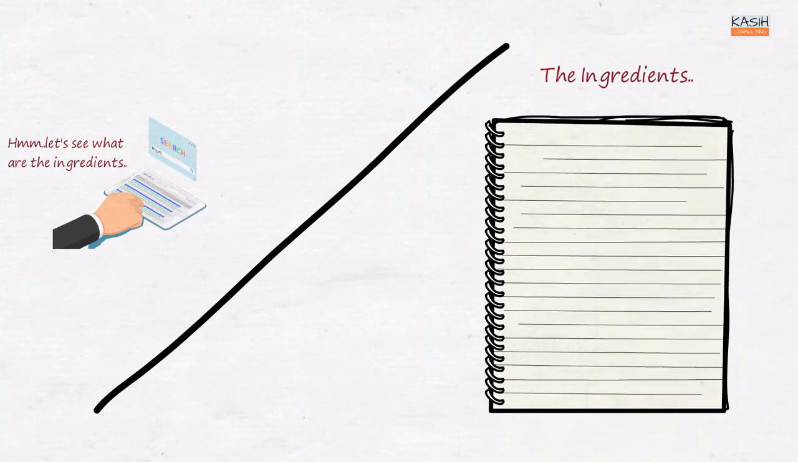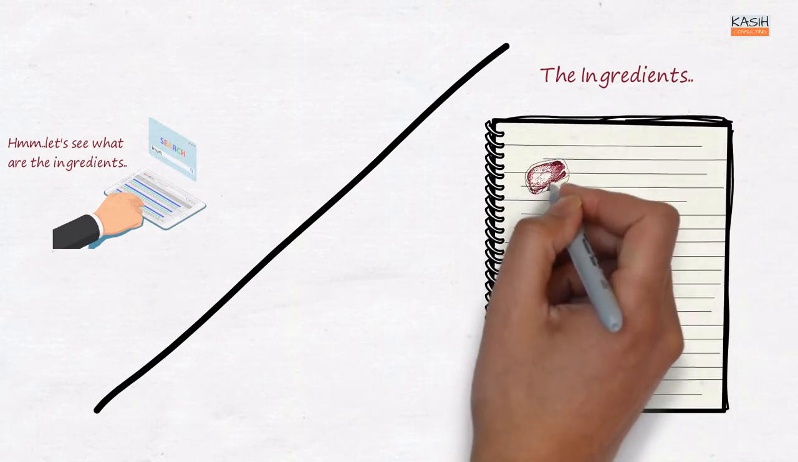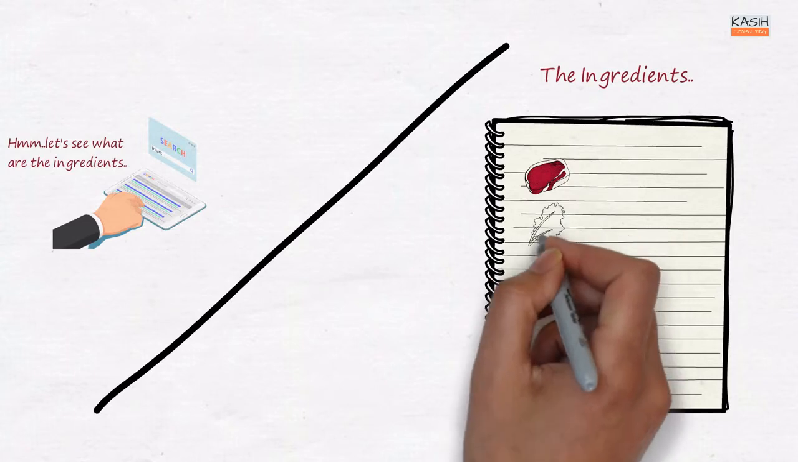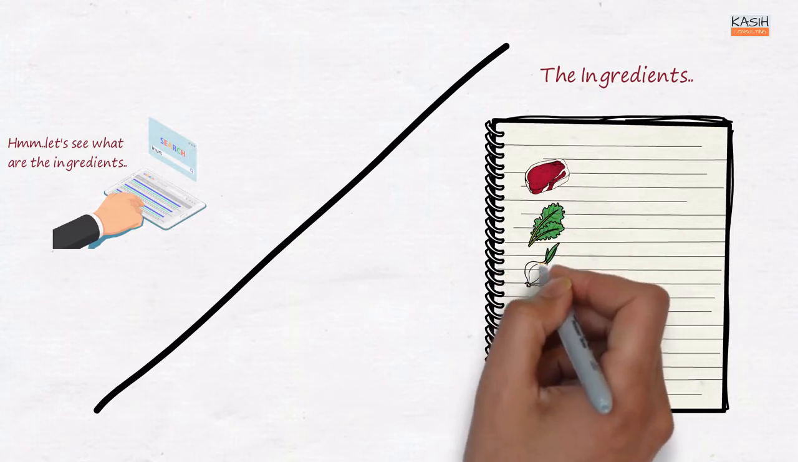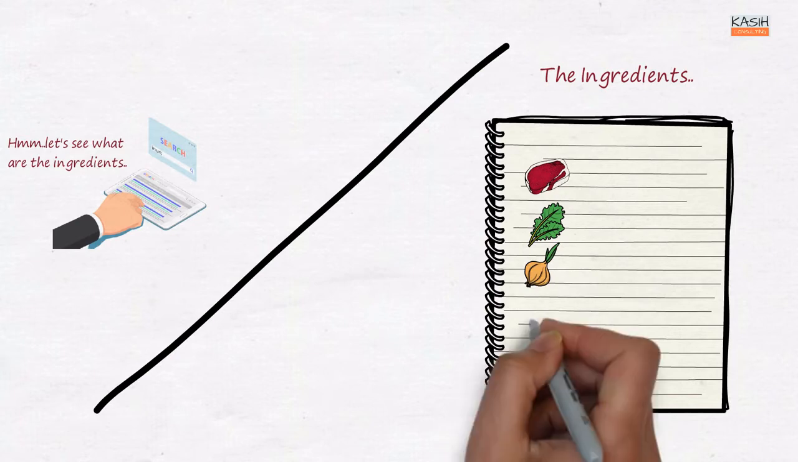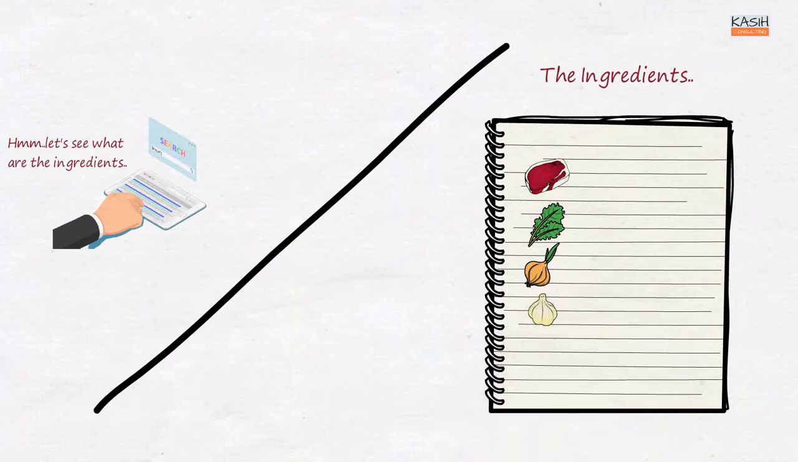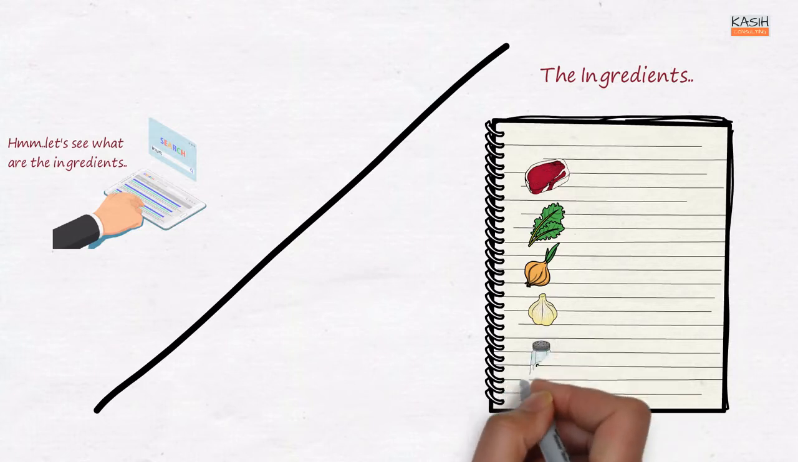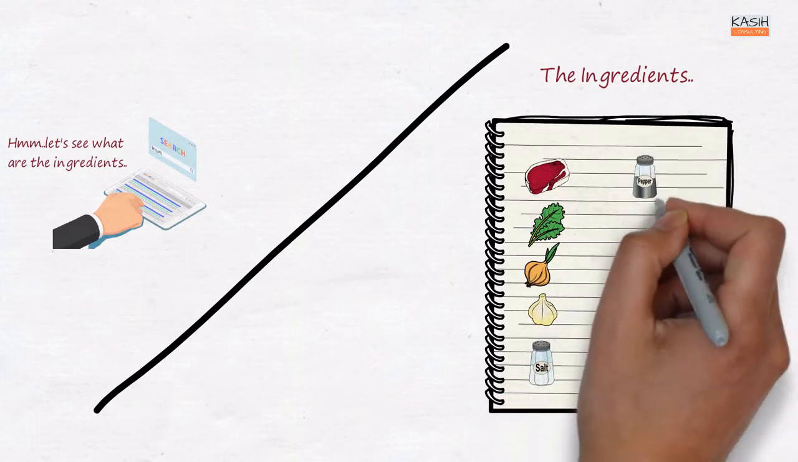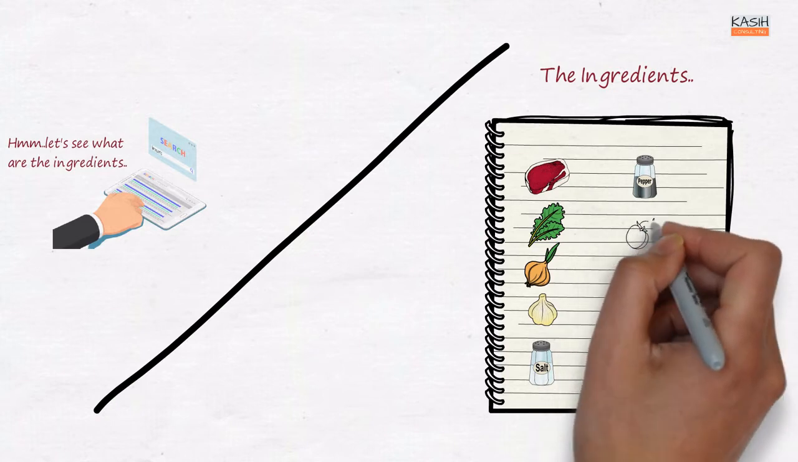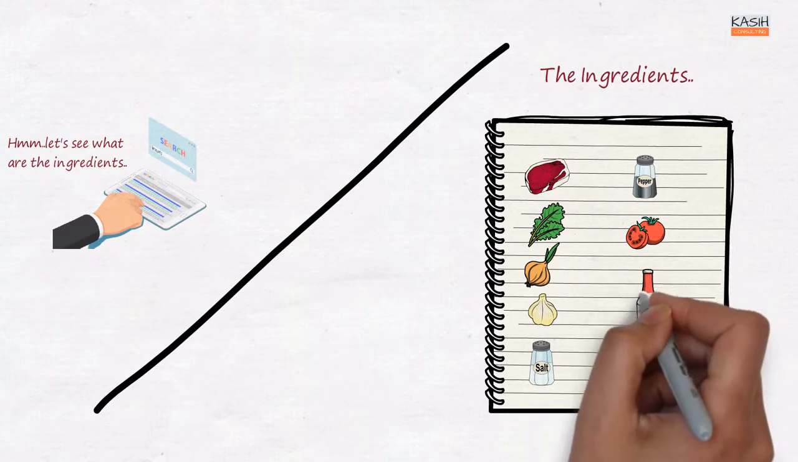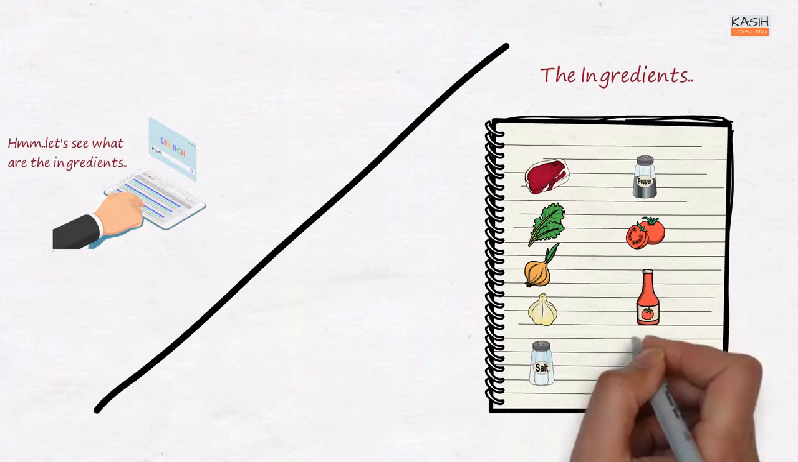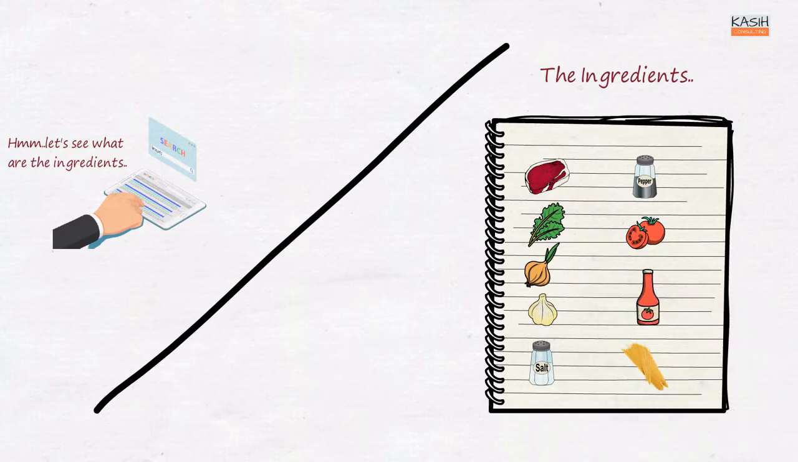Well, Joe needs to get a few grams of beef, some veggies, onion and garlic, salt and pepper, tomatoes, tomato sauce, and of course, a packet of spaghetti.